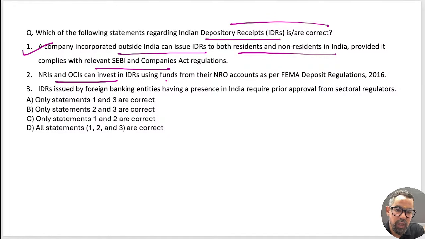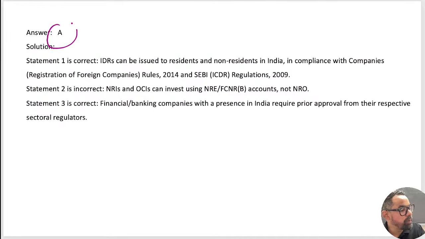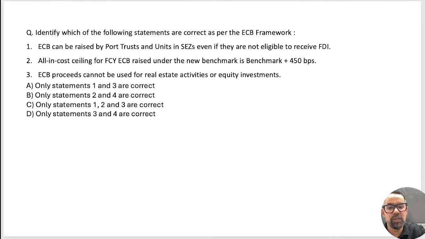This should be correct. Not using NRO. NRE and FCNR they can use for this one, which means this statement is wrong. IDR issued by foreign banking entities having presence in India require prior approval from the regulators. Yes, 1 and 3. 1 and 3 means option A will be the right answer for this one. So option A only will be the correct answer.